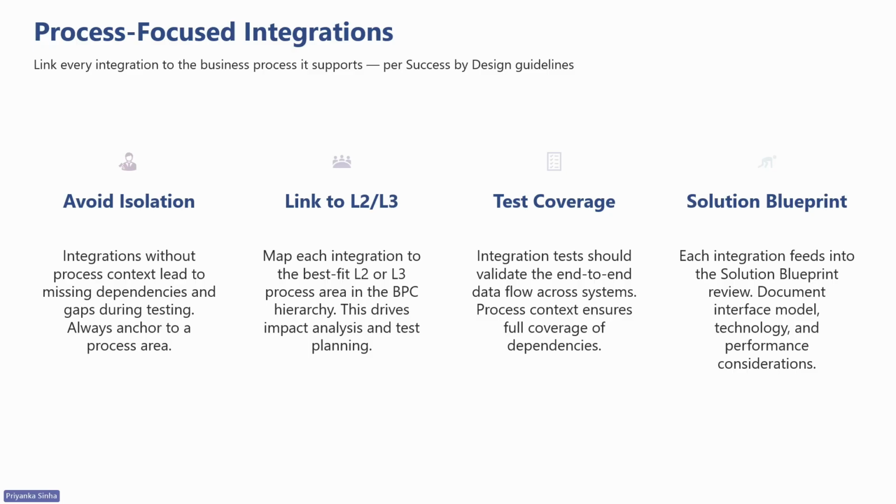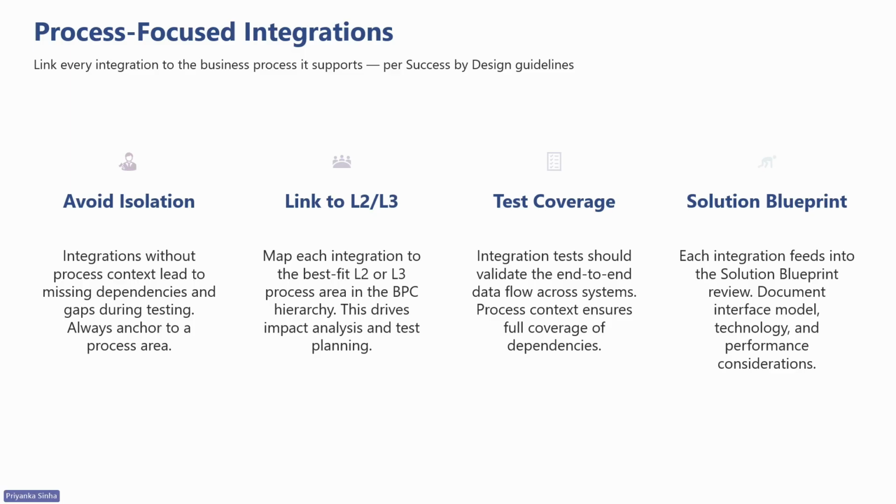And then link to L2 or L3 process areas. Map every integration to the best fit process area. This enables impact analysis: if we are changing the order process, which integrations are affected? And it enables test planning: which integrations need to be validated when we test this process end to end?